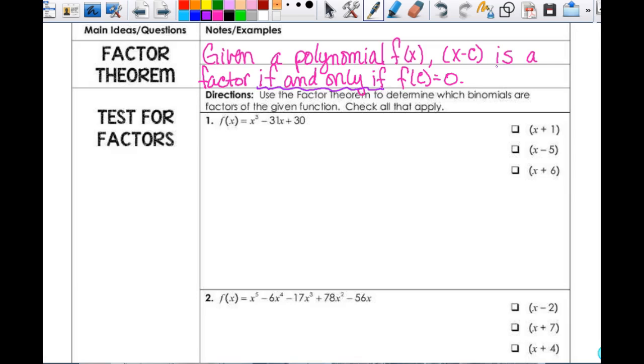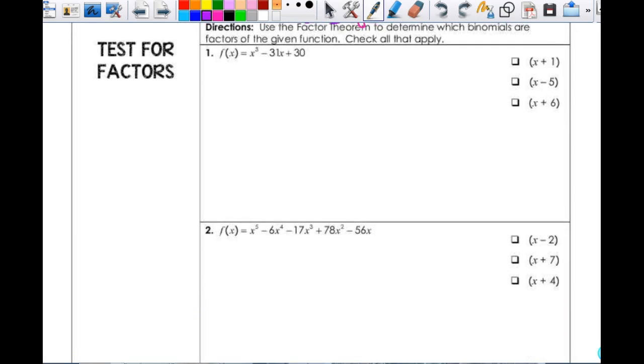It says, use the factor theorem to determine which binomials are factors of the given function and check all that apply. So they've given me 3 linear factors over here, and I have to decide whether or not those are factors of this. I could try factoring this and do a lot of things, but I don't need to do any of that. I'm just going to use my synthetic division.